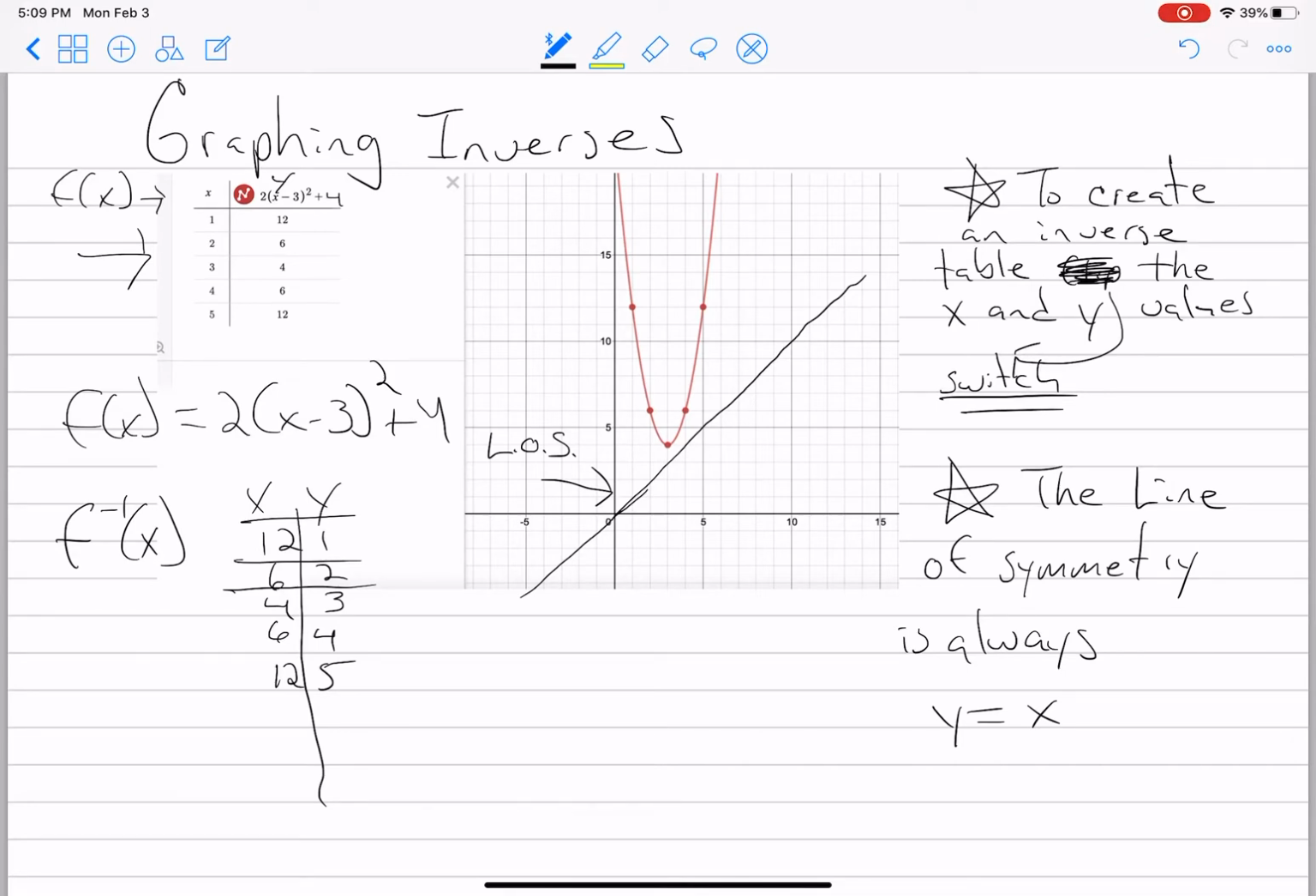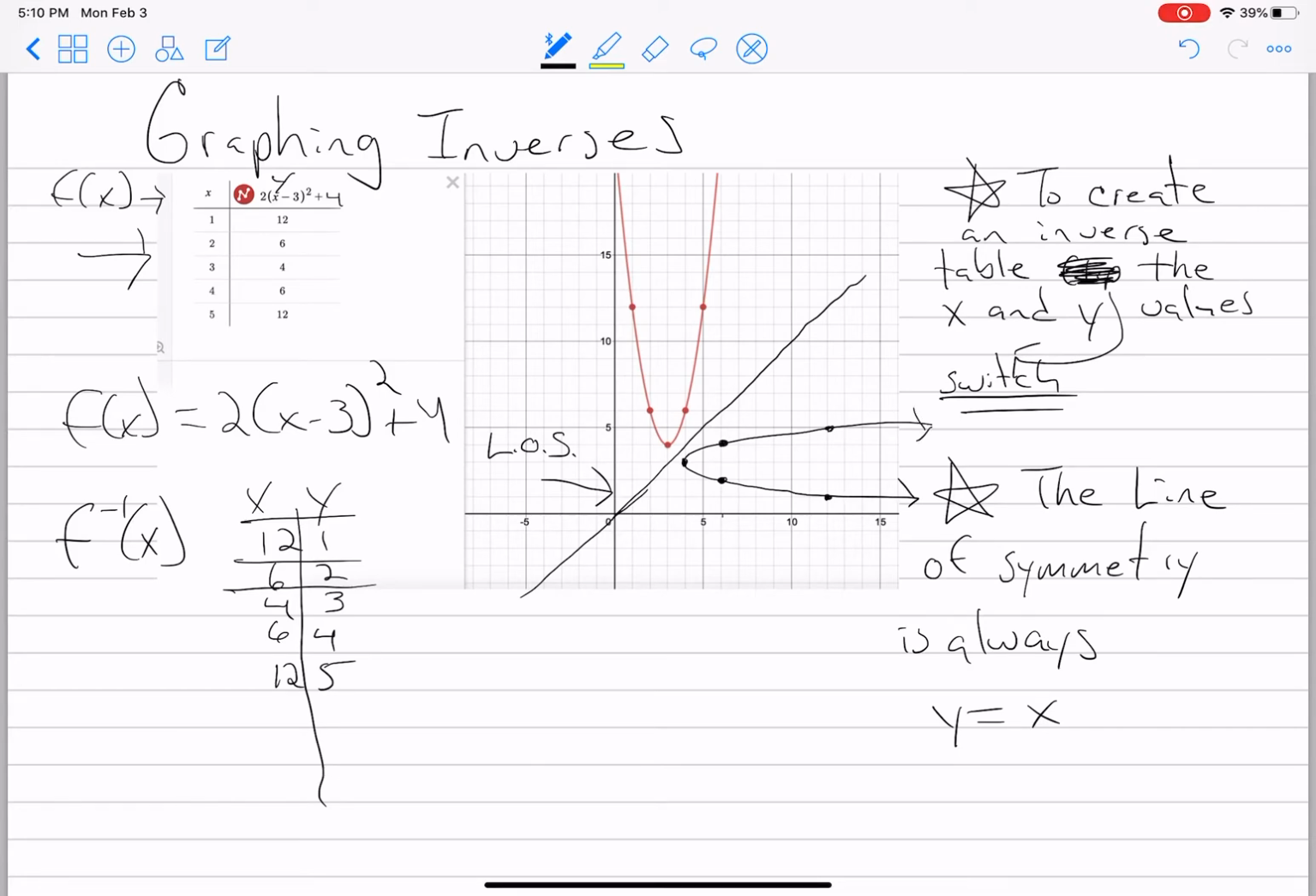So let's go ahead and graph this. X is 12, y is 1. X is 6, y is 2. X is 4, y is 3. X is 6, y is 4. And x is 12, y is 5. Here we go. Here is my inverse.